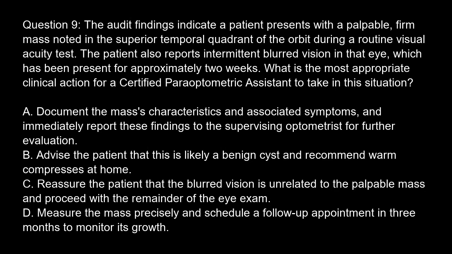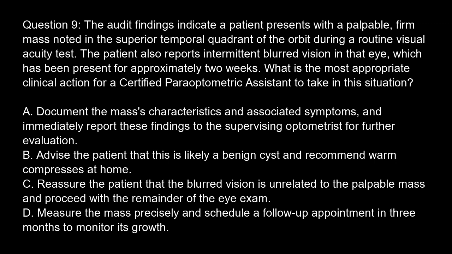Question 9. The audit findings indicate a patient presenting with a palpable, firm mass noted in the superior temporal quadrant of the orbit during a routine visual acuity test. The patient also reports intermittent blurred vision in that eye, which has been present for approximately 2 weeks. What is the most appropriate clinical action for a certified paraoptometric assistant to take in this situation?